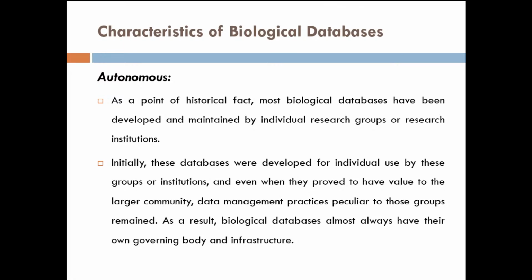It's my database. I can adopt any particular technology with the data management, and it depends on my need, which type of database I am developing, what type of features I want to integrate in a particular database. So as a result, biological databases almost always have their own governing body and infrastructure. Like in our family, there are different rules because every family is autonomous. I don't interfere in your family. So your family is autonomous. My family is autonomous. Likewise, if I am developing the database, there are my own rules and regulations.